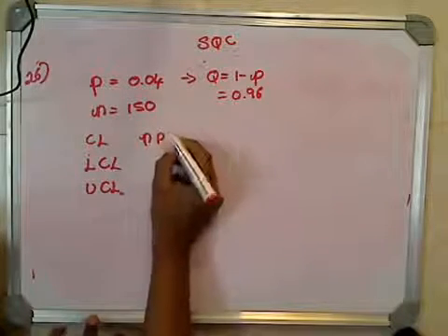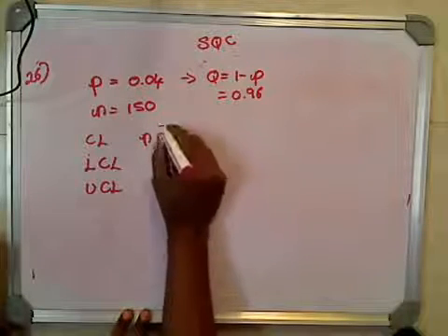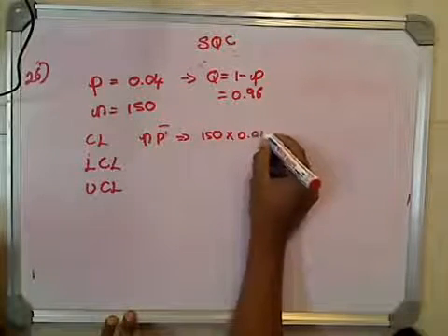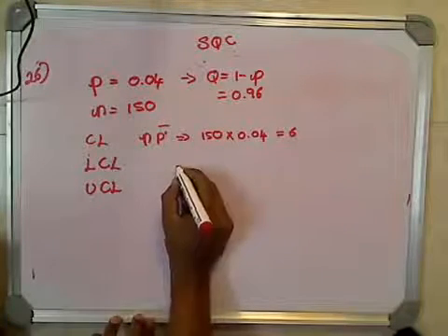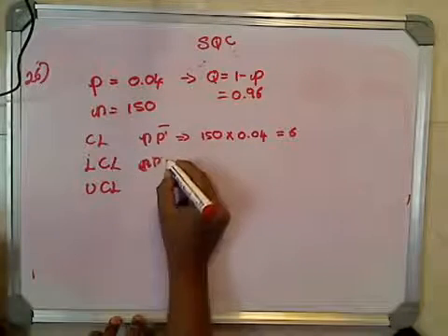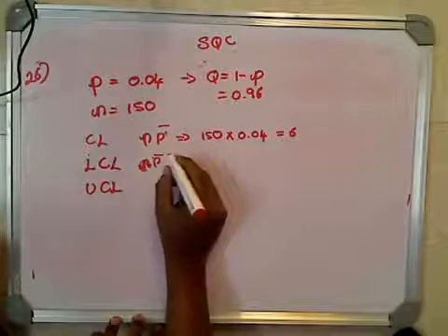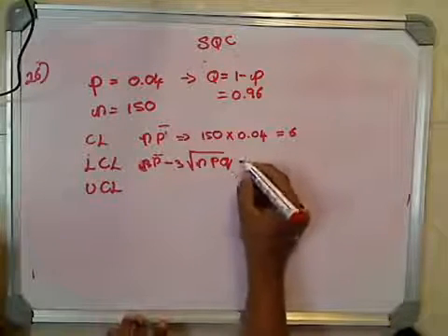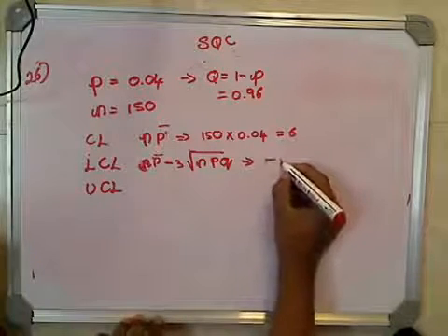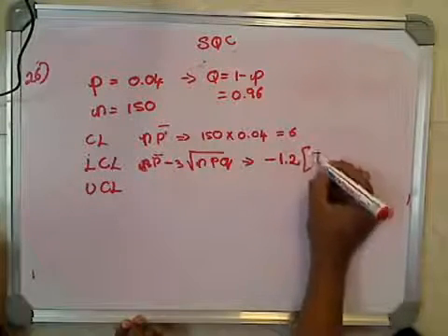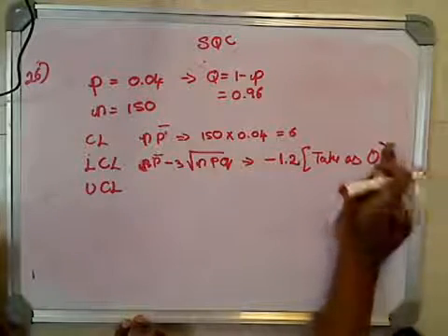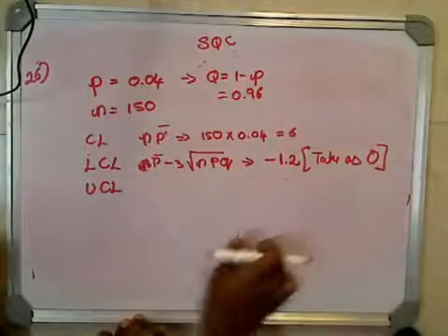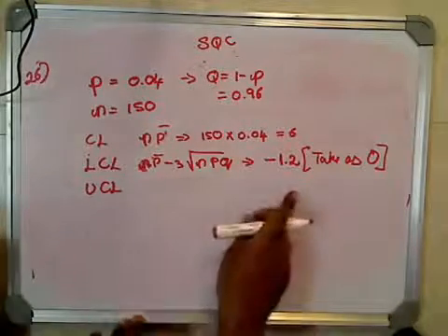Control limit here is NP. Okay, NP here is given as 150 multiplied by the proportion here that you mentioned, 0.04, which is nothing but 6. And the next thing that you have, NP minus 3 square root NPQ, and this should give you the answer minus 1.2. Now when you have a negative value, you end up taking it as 0, because it's not really possible to get negative defects on something. You can't really say that the number of defectives here is minus 1.2. So rather than that, you take it as 0.